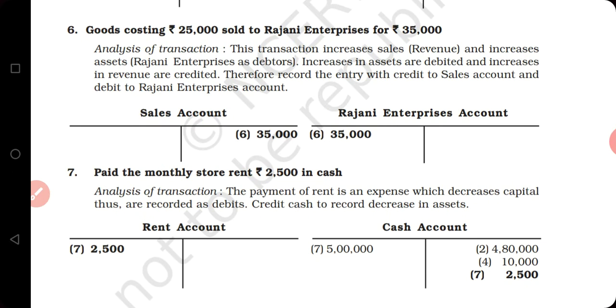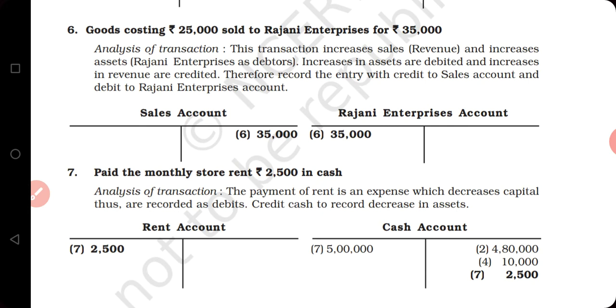Goods costing rupees 25,000 sold to Rajni Enterprises for 35,000. So we are selling the goods whose cost is 25,000 at 35,000. So this is also a credit transaction because it is not mentioned that it is cash. Rajni Enterprises name is mentioned. So we will treat this transaction as a credit transaction.